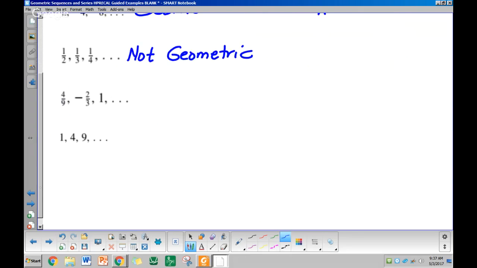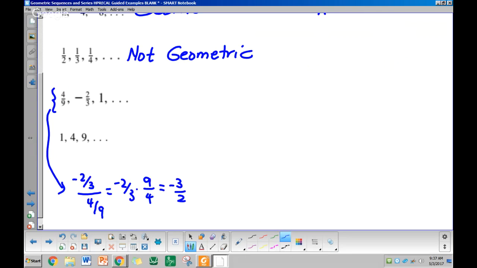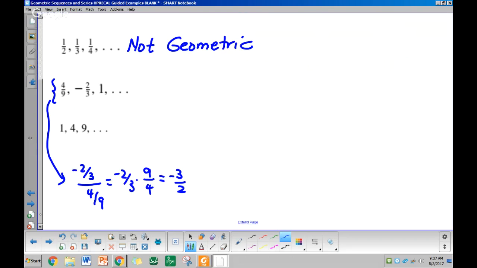Okay, what about this next one? That one is geometric. Now, how do we figure that out? We would say negative 2/3 over 4/9. So let's figure out what that is. Negative 2/3 times 9/4 equals negative 3/2. And so what do I have to do? I have to test this: 1 over negative 2/3, which if you keep, change, flip, you get negative 3/2.